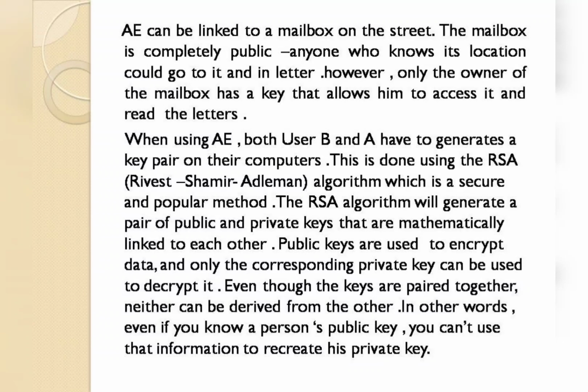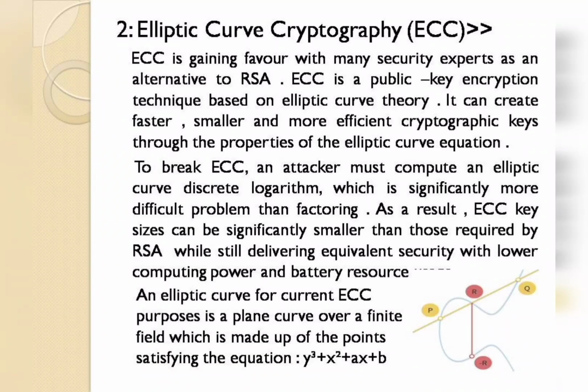When using AE, both user B and user A have to generate a key pair on their computers. This is done by using the RSA algorithm, which is a secure and popular method. The RSA algorithm will generate a pair of public and private keys that are mathematically linked to each other. Public keys are used to encrypt data and only the corresponding private key can be used to decrypt it. Even though the keys are paired together, neither can be derived from the other. In other words, even if you know a person's public key, you can't use that information to recreate his private key. The second example is ECC, which stands for elliptic curve cryptography.